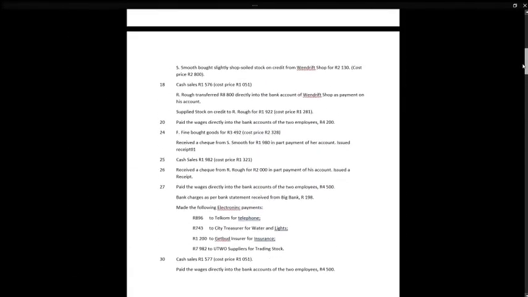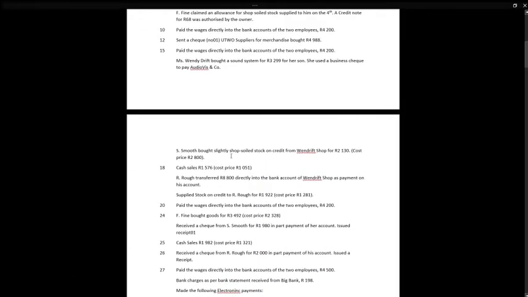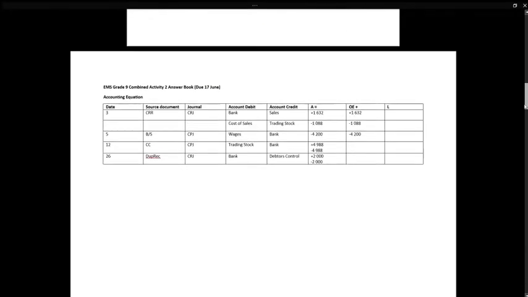Right, next transaction also took place on the 15th. S Smooth bought soiled stock on credit from Wendrift Shop for 2,130 Rand, of which the cost price was 2,800. You will notice that my cost price is higher than my selling price. This means I'm making a loss, but remember, this is soiled stock, it's damaged. So I'm just glad to receive something for it. Instead of writing this stock off or losing it completely, at least I'm receiving 2,130 Rand. It's still a loss, but it's better than nothing.